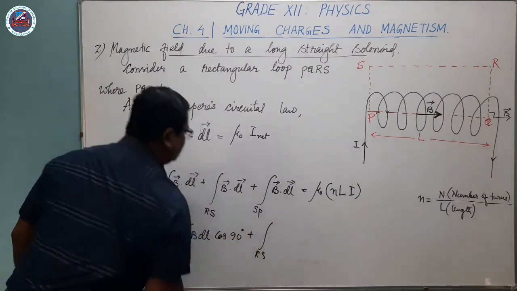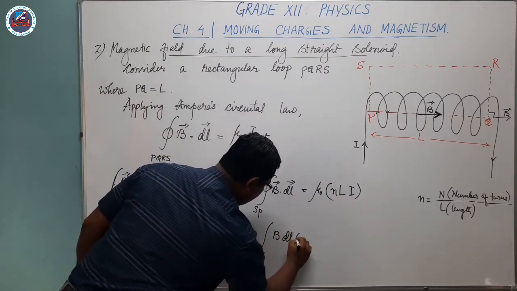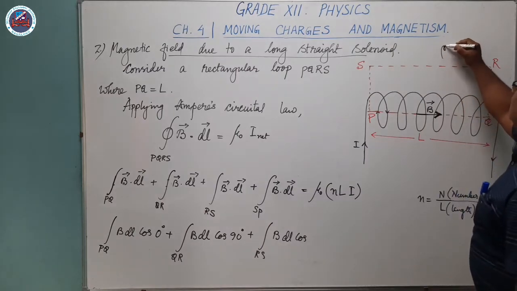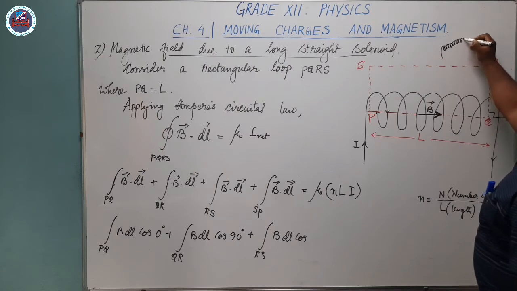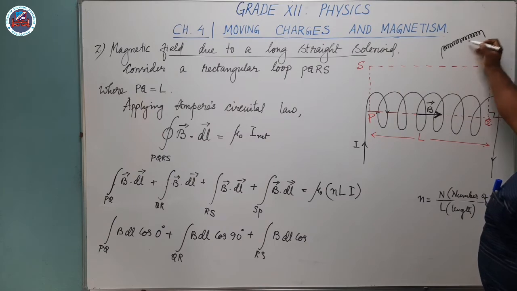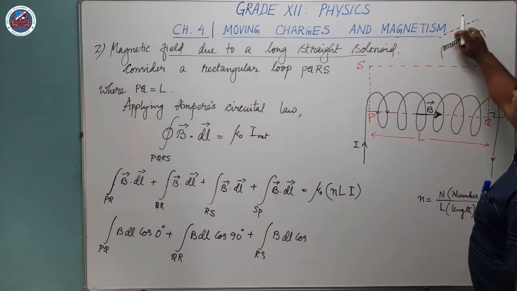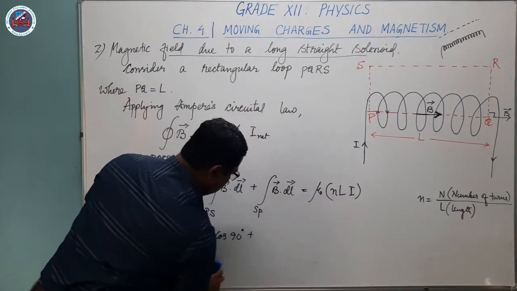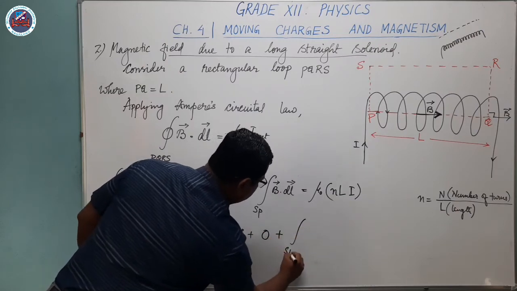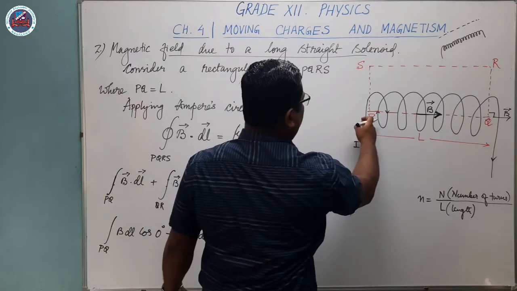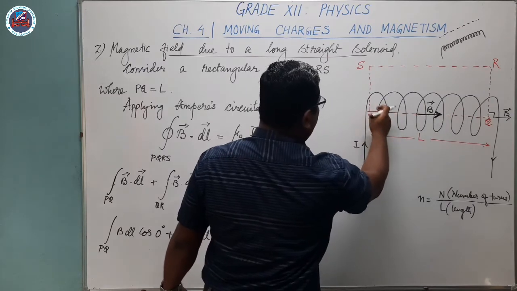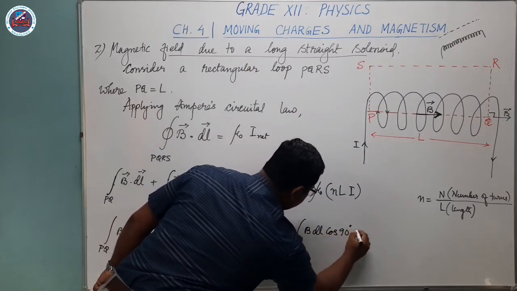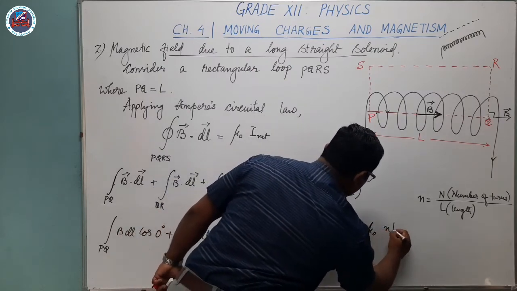Plus along RS, B dot dl will be B dl cos. Here this value outside the loop, as I said earlier, when you are taking a long solenoid with smaller radius, and the length of the solenoid is very long, then the field goes away from the solenoid. The field strength is always less outside the solenoid. Generally this term we take it as 0. RS we take it as 0, plus along SP, B dot dl, this is SP, dl is in this direction, B is in this direction, they are making an angle here also 90 degree. These two sides will become 90 degree. The angle between B and dl, cos 90 degree, that is equal to mu naught n L I.